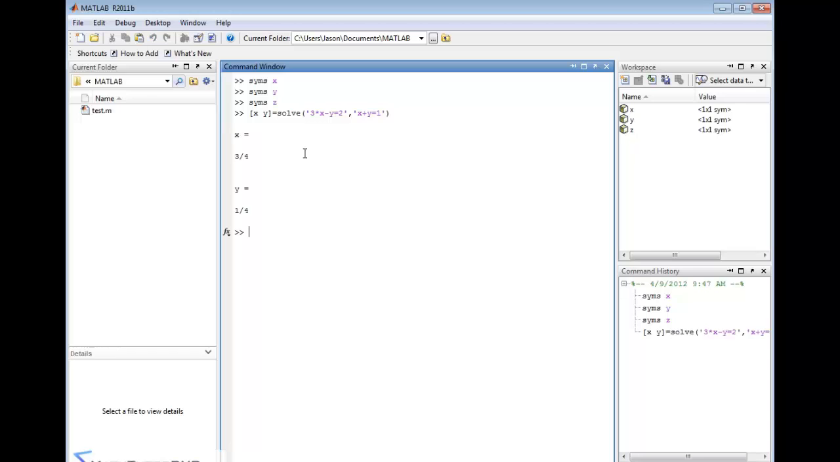So when we hit enter, it'll calculate the value for x, and it'll tell you it's 3/4, and the value for y, and it'll tell you that that's 1/4. So it solved the system of equations.